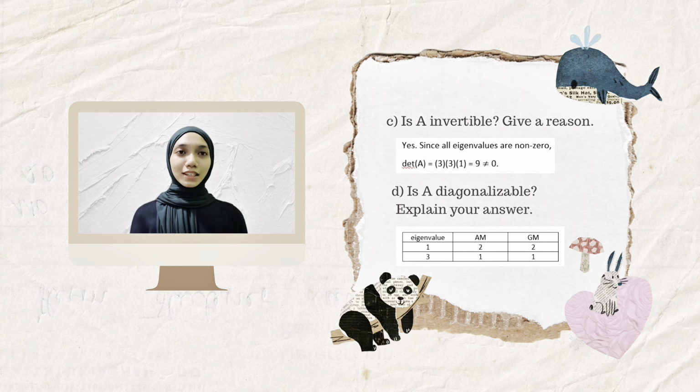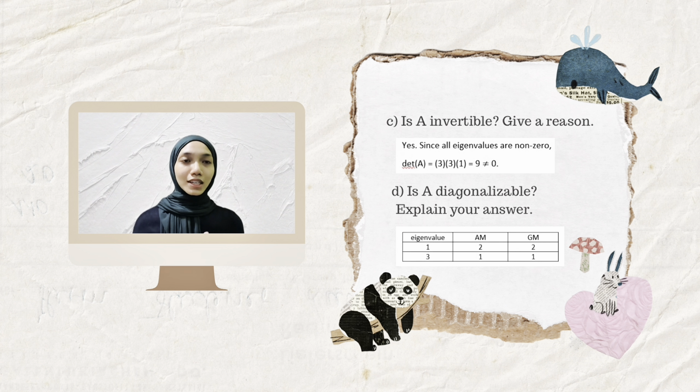For question C, is A invertible? Give a reason. So, for question C, matrix A is invertible because all of its eigenvalues are non-zero, which are 1, 3 and 3. Therefore, the determinant of A is the product of its eigenvalues. Determinant of A is 1 multiplied by 3 and multiplied by 3. So we get 9, not equal to 0. Since the determinant is not 0, A is invertible.